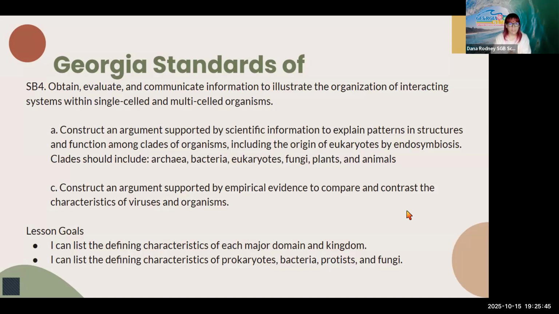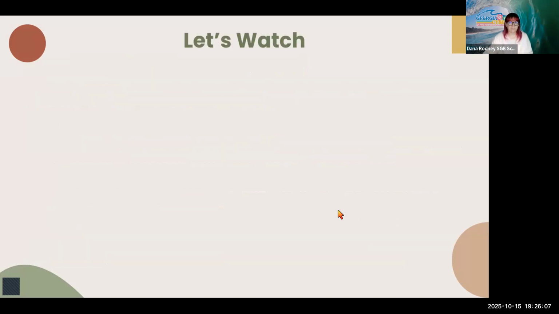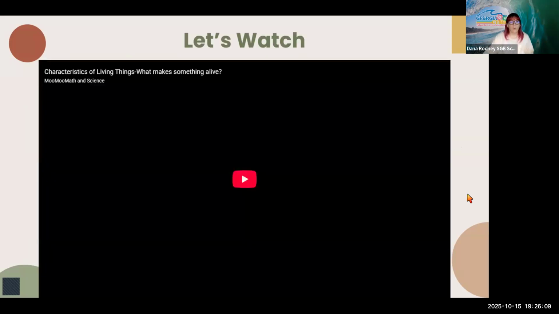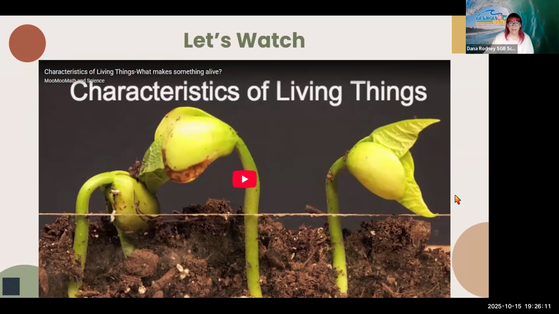We also should be able to construct an argument supported by empirical evidence to compare and contrast the characteristics of viruses and living organisms. So, our goal for today is to list the defining characteristics of each major domain. And next week, we're going to talk about kingdoms and then list the defining characteristics of prokaryotes, bacteria, protists, and fungi. So, let's check out what makes something alive.